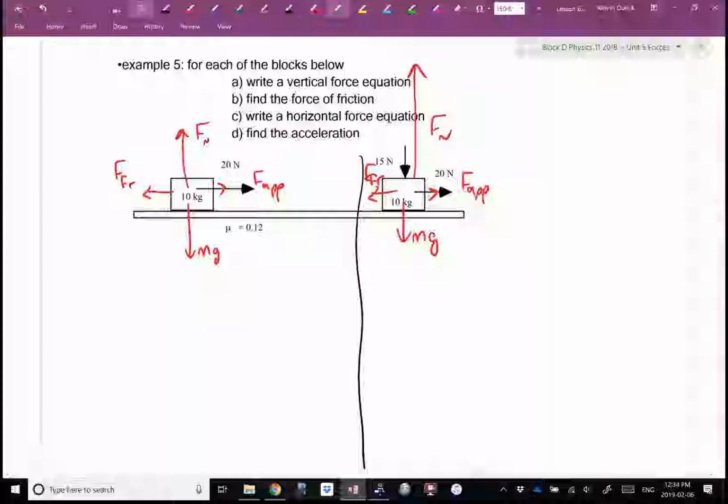Thank you, my friend. Adam, A says write a vertical force equation. We're going to do both of these at the same time, just so we can see the difference and how they compare to each other. Vertical is in the vertical direction. What's the vertical force equation in A? What equals what? Are you sinking into the ground like quicksand? Are you flying like Superman?